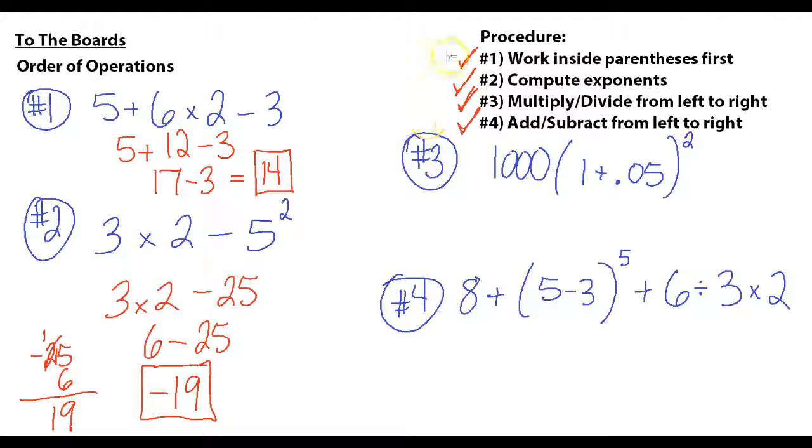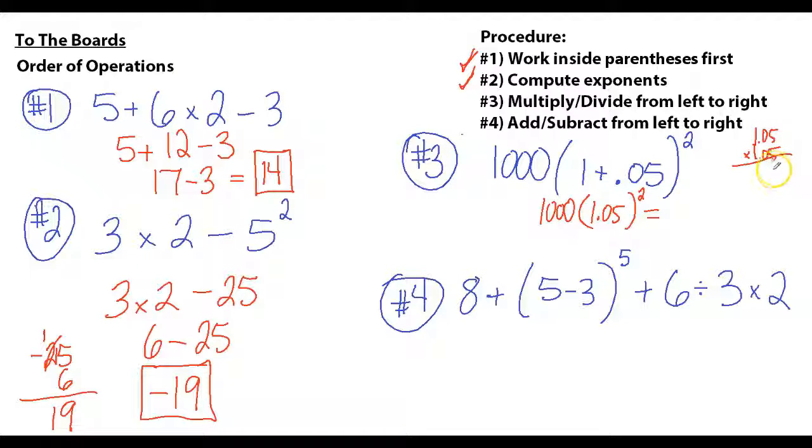Excellent. Let's try number 3. In number 3, we do have parentheses, so we're going to start there first. Work inside parentheses. 1 plus 0.05, that's 1.05 squared. And there's 1,000 here. We then need to compute exponents. So 1.05 squared, that's 1.05 times 1.05.